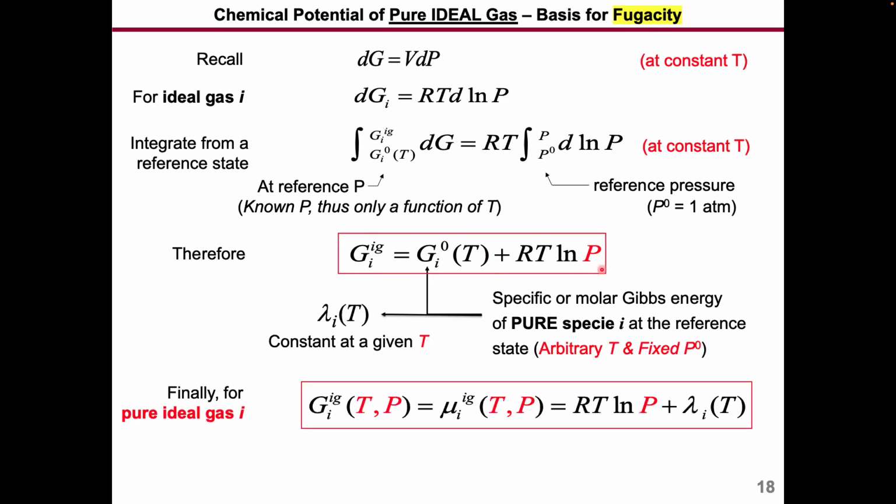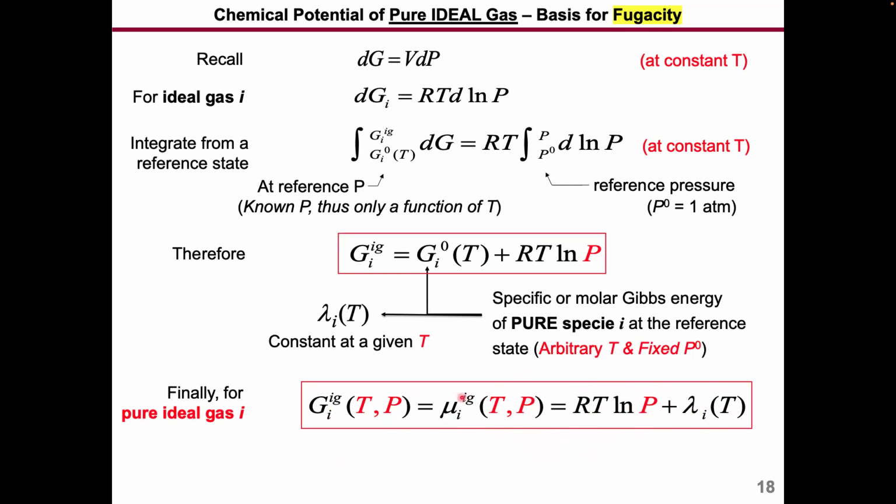And then for pure ideal gas i, right? So G_i^IG(T, P) is going to be for pure gas, right? The partial Gibbs free energy is going to be just equal to Gibbs free energy because you only have one species, right? So Gibbs free energy, equal to its chemical potential, is just equal to RT natural log P plus some T function, right? So it depends on pressure, right? This is how you correlate chemical potential with pressure of a pure ideal gas, right?